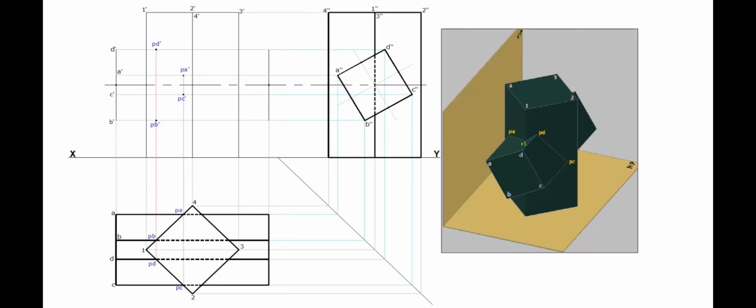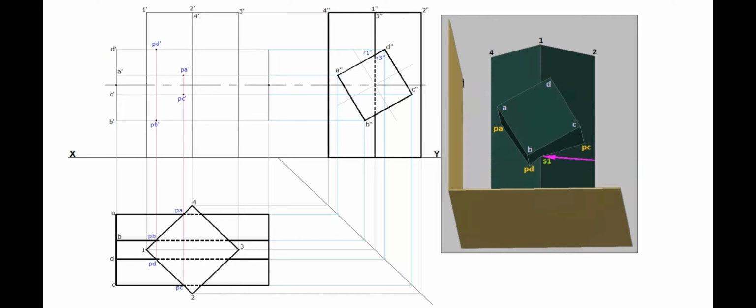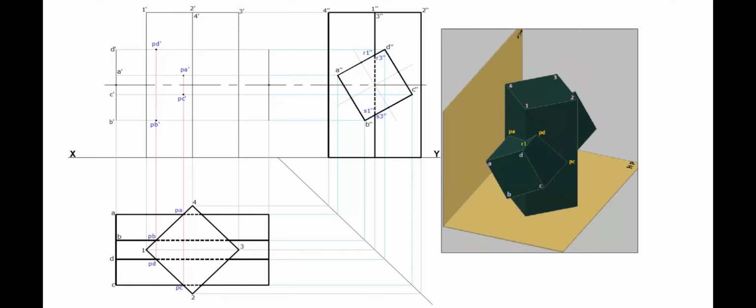Mark the intersection points of vertical longer edges in the side view: R1 double dash, and R3 double dash, at the top; S1 double dash, and S3 double dash, at the bottom. Project these points to the elevation, to find out the corresponding points.